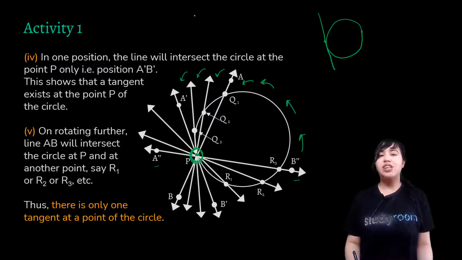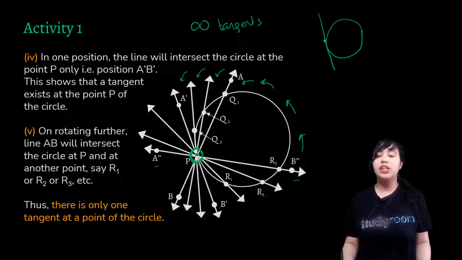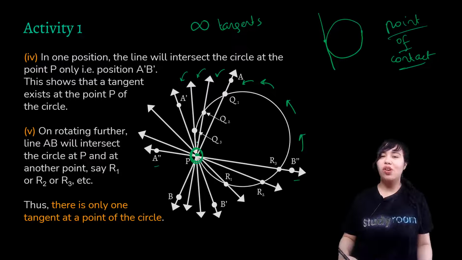So a circle actually has infinitely many points, and hence a circle has infinite tangents. But if we put our focus on only one point on the circle, then we can have only one tangent. And in fact this common point that we are referring to has a special name, which we'll be discussing again as well, and that is called the point of contact. So here this point P is the point of contact.